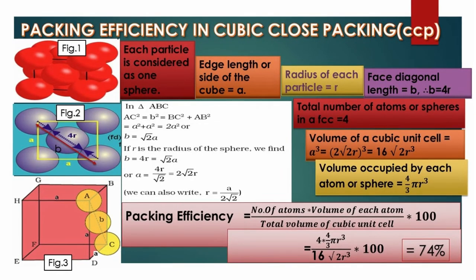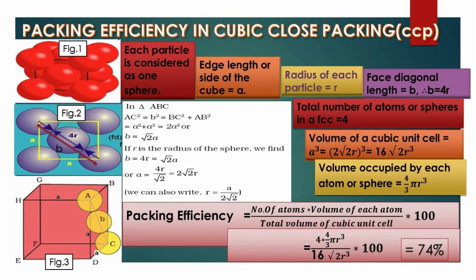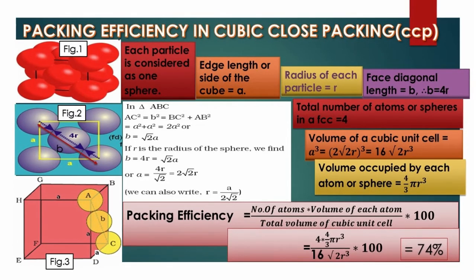We know the volume of a sphere is 4/3 πR³. The formula to calculate packing efficiency is the product of the number of atoms and the volume of each atom, divided by the total volume of the cubic unit cell, into 100%.